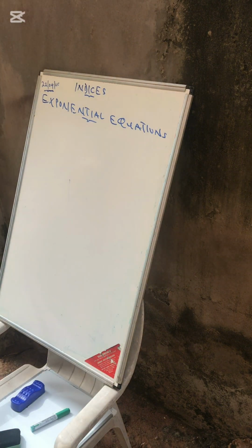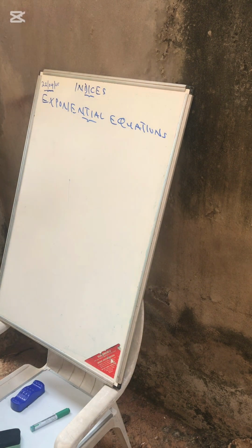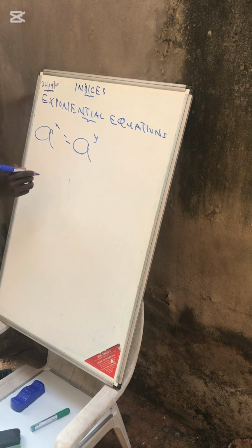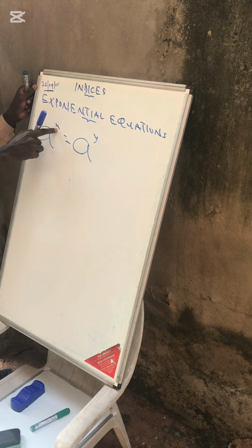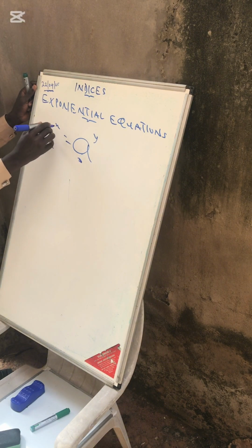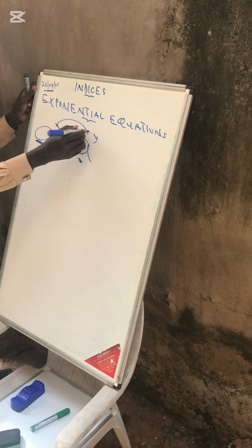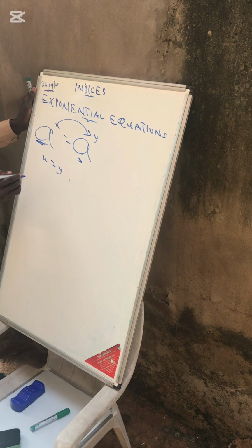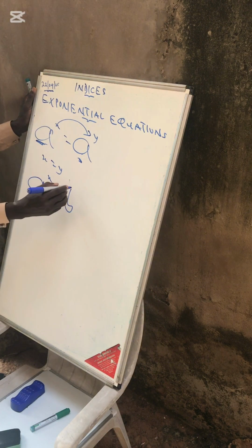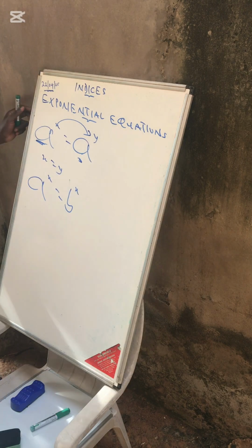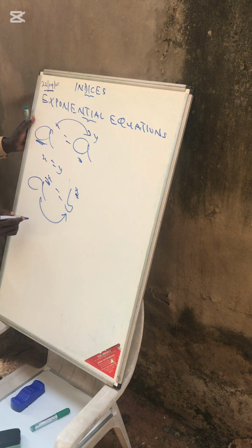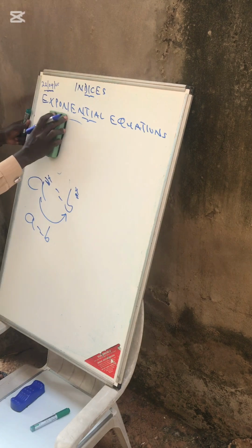Exponential equations, right? If I write this, don't write it yet. If a raised to power x is equal to a raised to power y, this one is called a base, and this one is called a power. If the bases are the same, you can equate the powers. That means x equals y. And if the powers are the same, so if I write a raised to power x equals b raised to power x, you can equate the bases. If the powers are the same, then the bases are also equivalent. You understand? So a equals b. We'll be applying that a lot in solving the questions.